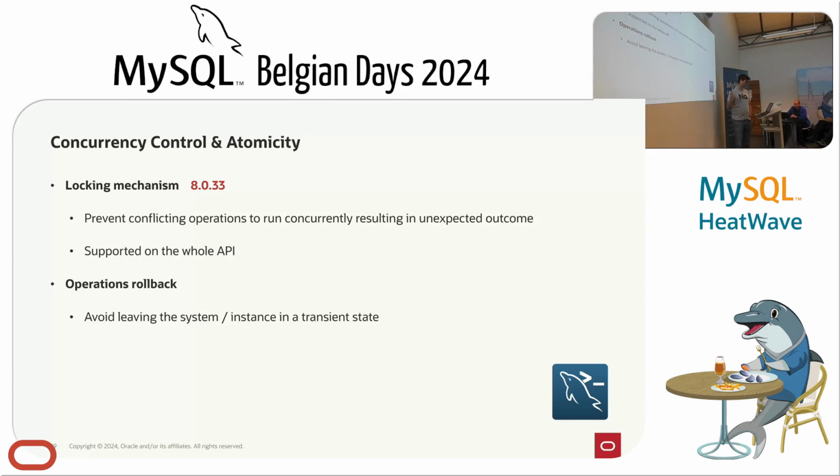Another more interesting thing is the rollback. We have rollback for the operations. So if a command is executing and for some reason fails in the middle of the operation, we will roll back everything so we don't leave the target server in this transient state with some configuration applied, some internal replication accounts there. We roll back everything.